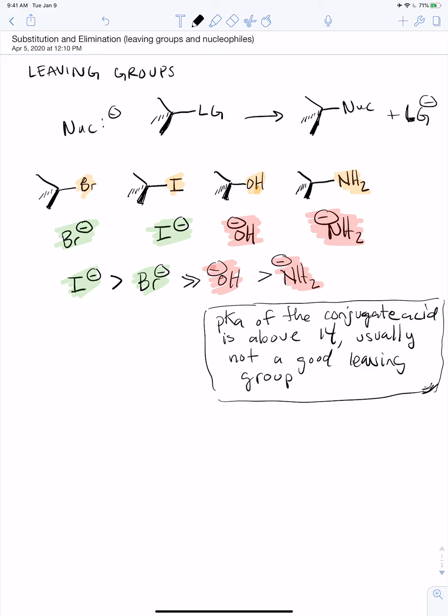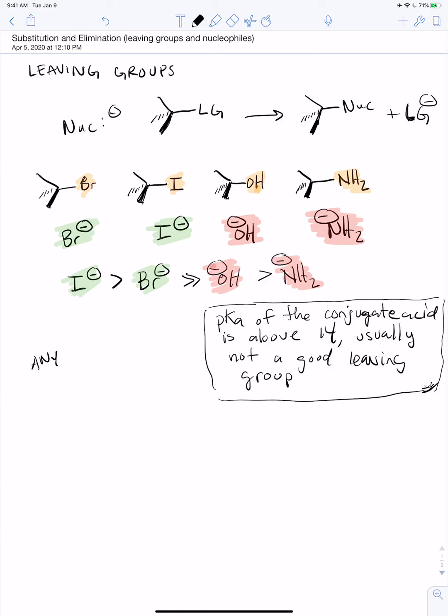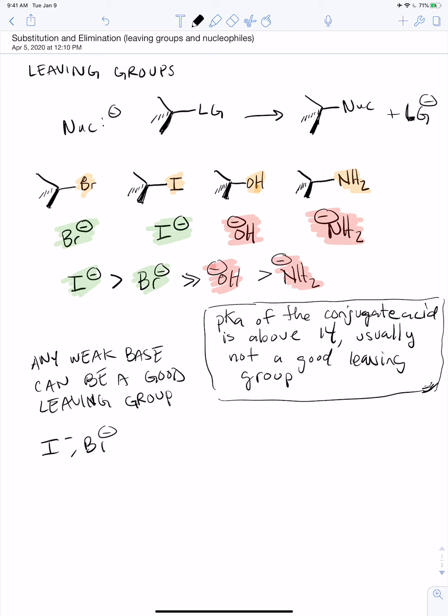Yeah, it doesn't look like I have a complete list, and it's hard to draw a complete list. So I guess what I would say is a blanket statement: any weak base can be a good leaving group. So some common leaving groups that don't require any finesse, no extra reaction steps. I'll show you some trickier ones later that involve proton transfers. These would be things like I minus, Br minus, Cl minus, which are good leaving groups.